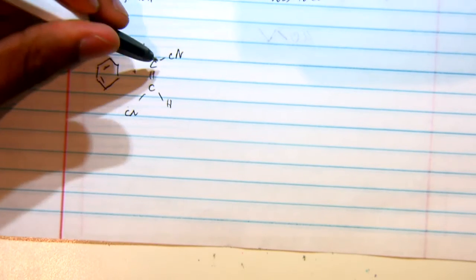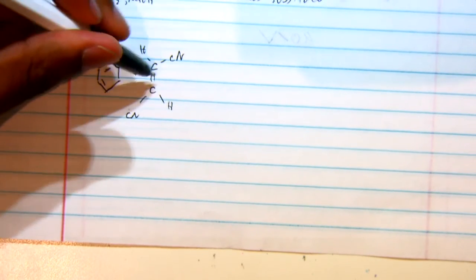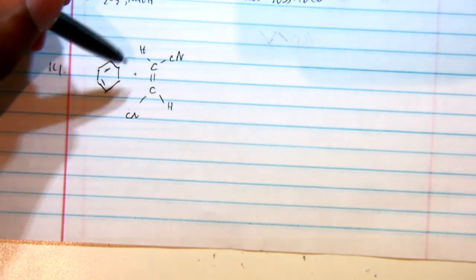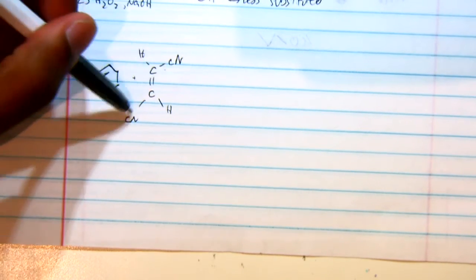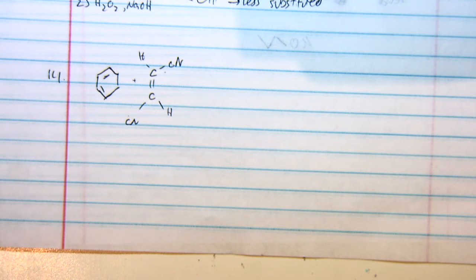So just looking at our dienophile, which is the one that's getting attacked, are these positions trans or cis? Trans, right? So our product is going to be in what, trans or cis? So yes, they'll stay the same for trans.